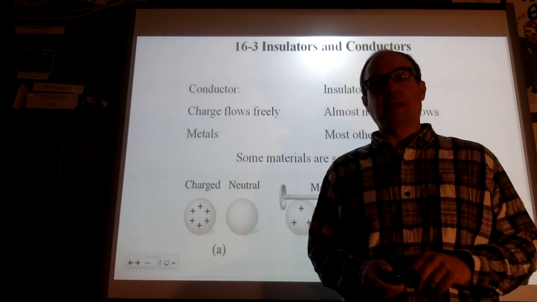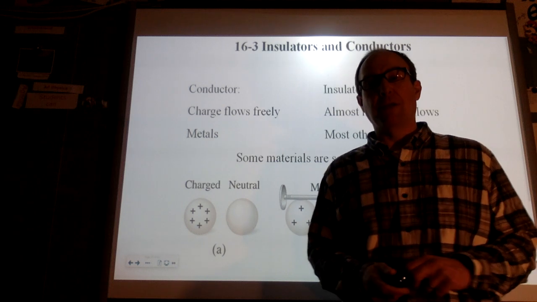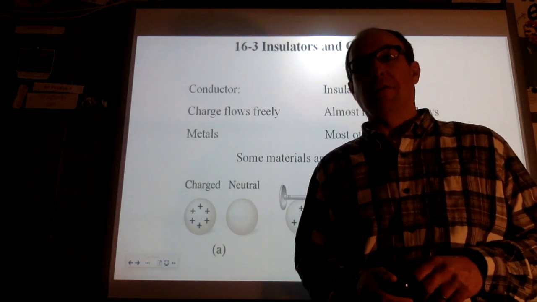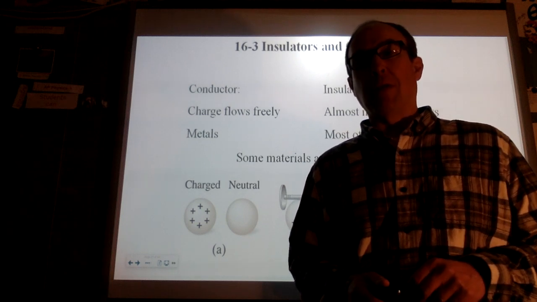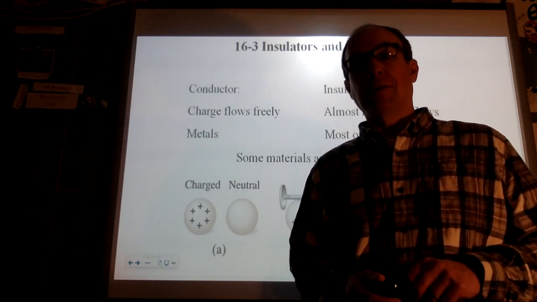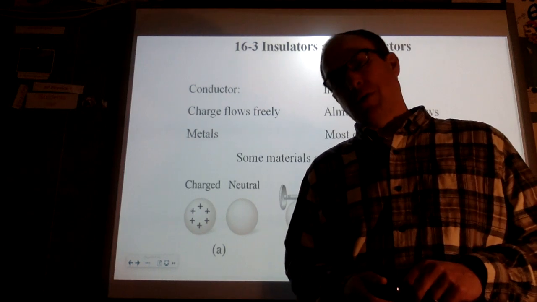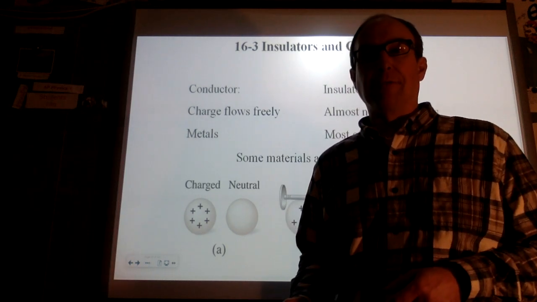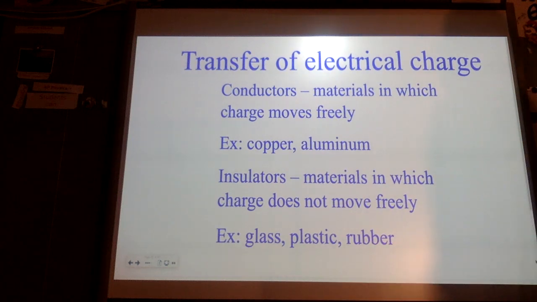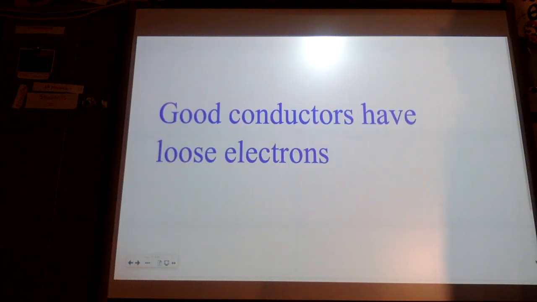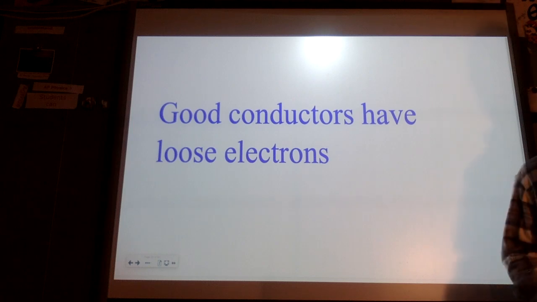And this has to do with how the atoms themselves are made up. So typically metals have a lot of loose electrons that they're already readily sharing with the atoms next to each other. And so if you provide a path, it's easy for them to move. So good conductors are going to have loose electrons.